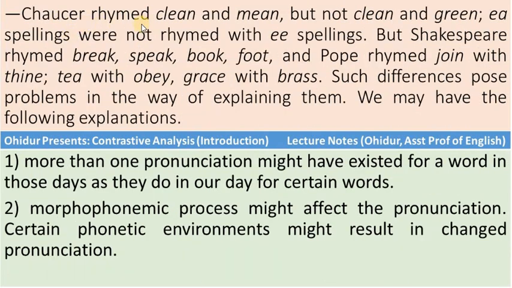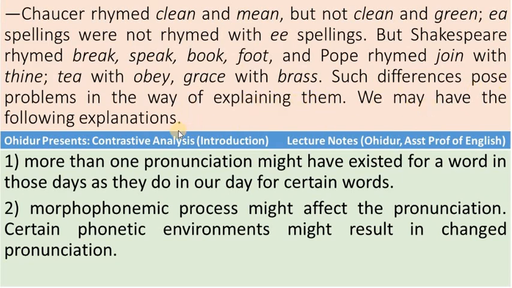Chaucer rhymed clean and mean, but not clean and green. EA spellings were not rhymed with EE spellings, but Shakespeare rhymed break, speak, book, food, and Pope rhymed join with dine, tea with obey, grace with brass. Such differences pose problems in the way of explaining them.